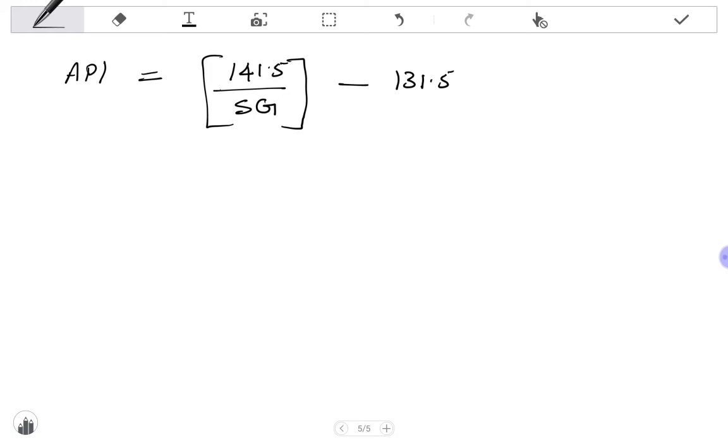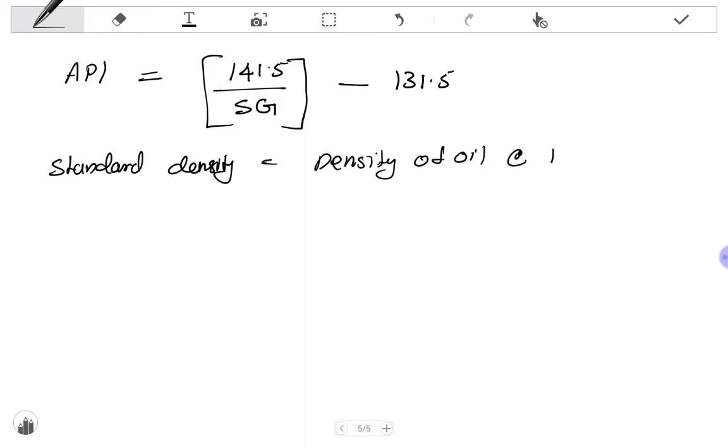Now another term we use for calculation is standard density. What is standard density? It is nothing bigger, it is the normal density of oil, measured at a temperature of 15 degrees. This 15 degree is used throughout the world for calculation purposes. It is a standard temperature.